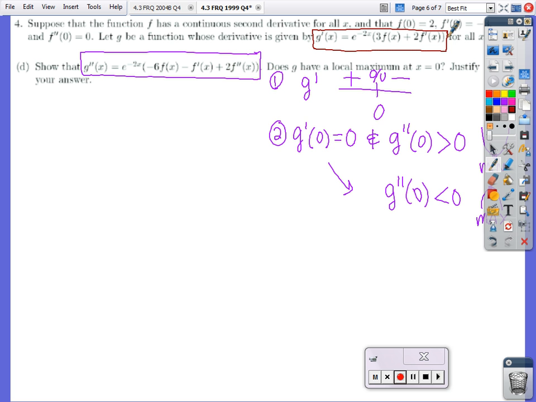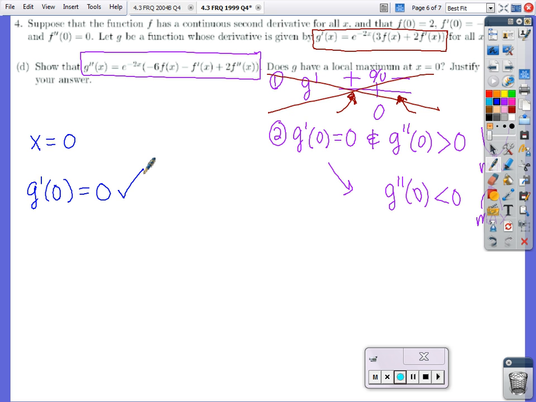All they gave us were values at 0. So we can't substitute in a number that's negative or a number that's positive so that we can get either side of 0 to make a sign chart. Therefore, sign chart won't work. We have to use the second derivative test. So the second derivative test says if at x equal to 0, we know that g prime of 0 is 0, which we found in one of the earlier parts.